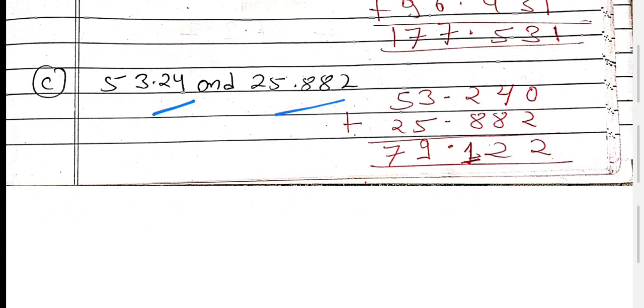They have 2 decimal places and 3 decimal places, so increase one 0 to make it 3 decimal places. Now just do addition: 2 plus 0, 2; 4 plus 8, 12, 2 carry 1; 8 or 2, 10 and 1, 11, carry 1; 5, 3, 8 or 1, 9; and 5 over 2, 7. So your answer becomes 79.122. So you have to simply add, nothing else.